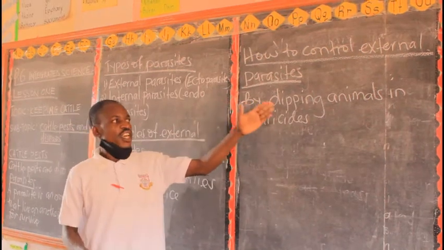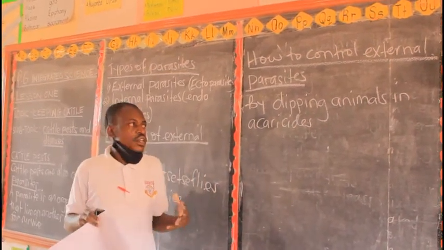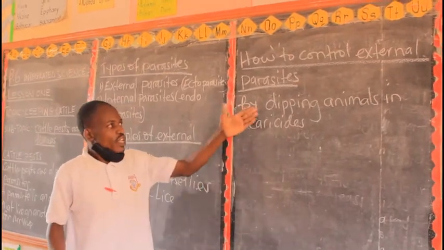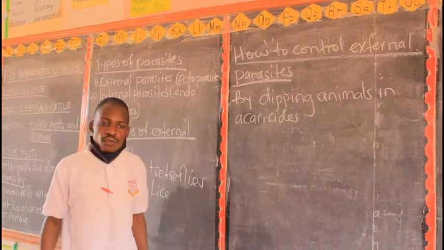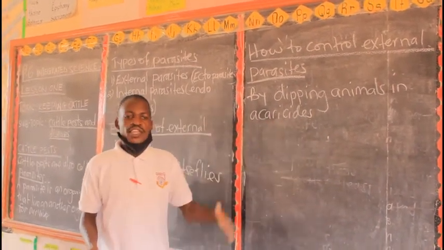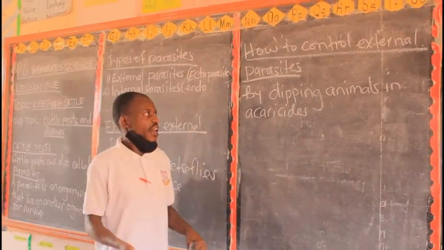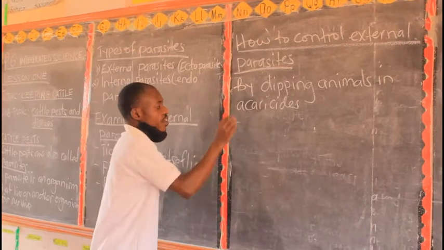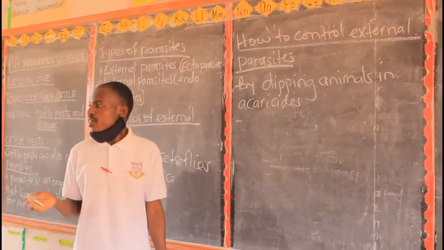So when you dip these animals in acaricides, the ticks or the insects which are on the body of the organism will die. Because remember that when you're dipping, we have what we call a dip tank, where these animals go and swim in these acaricides. By the time they come out, all the ticks and other parasites are dead. Then we have another method of controlling pests.